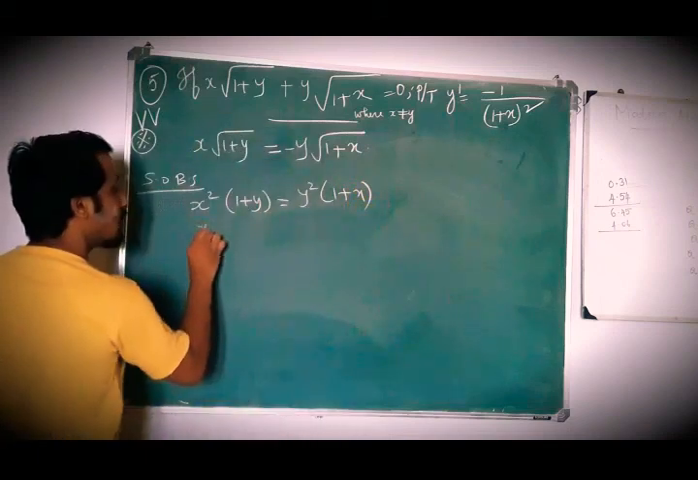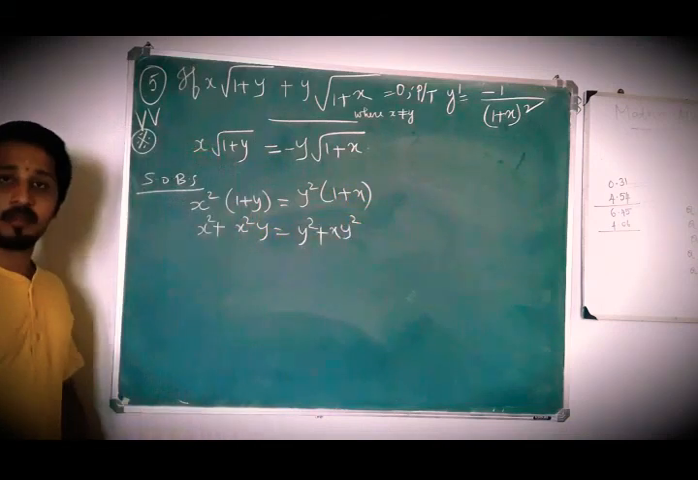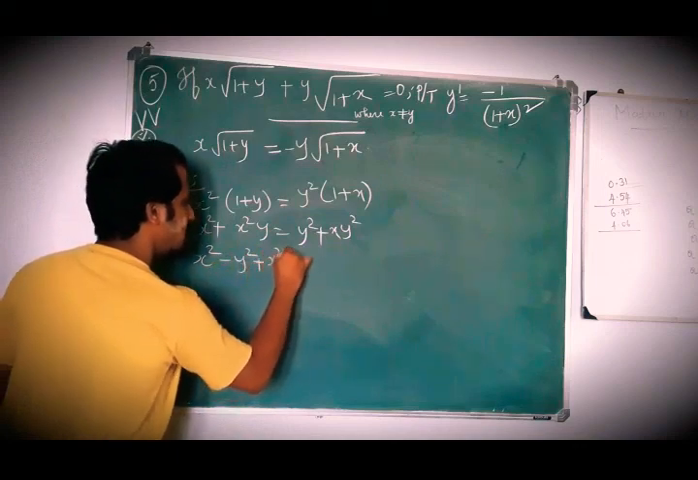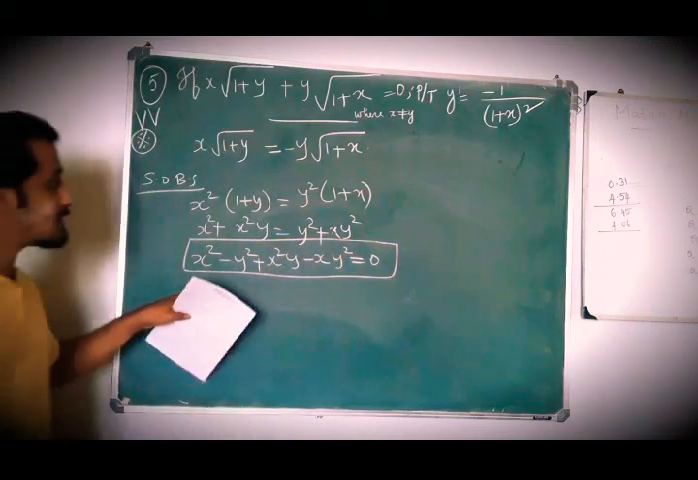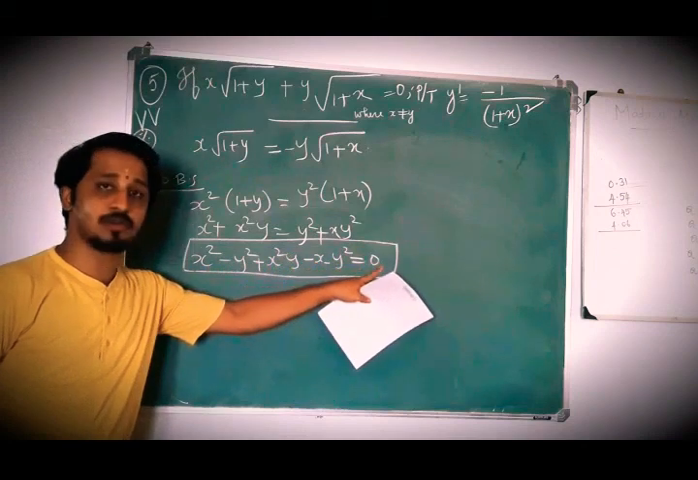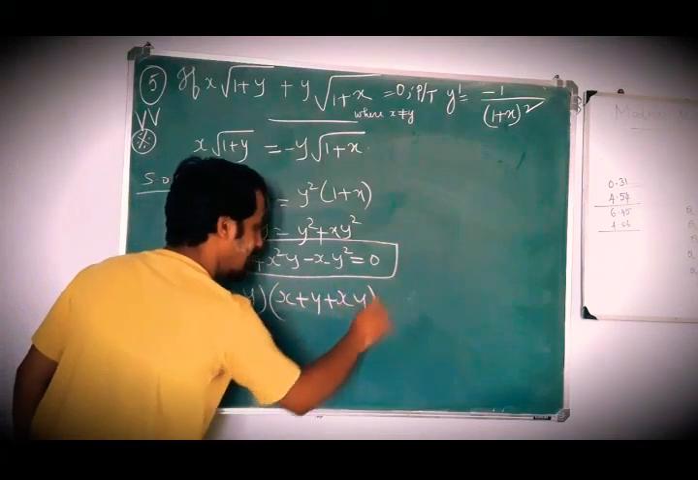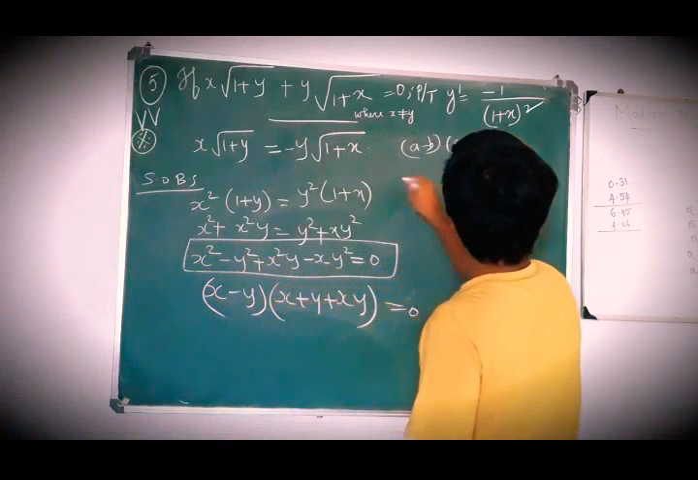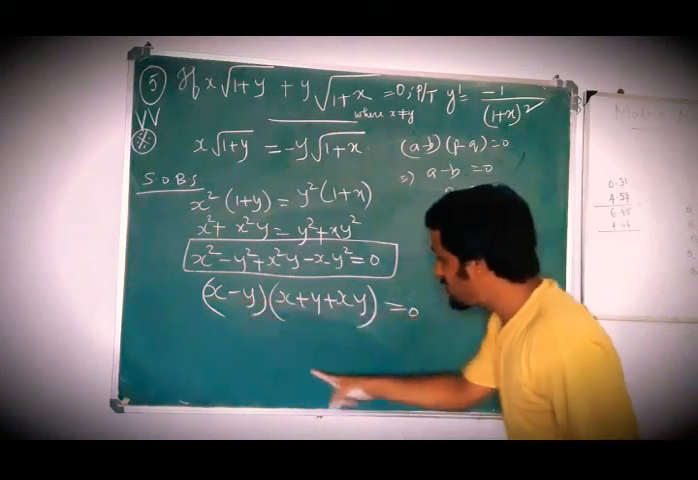Now, removing the bracket. So x square plus x square y is equal to y square plus x y square. Yes or no? Now that is x square minus y square plus x square y minus x y square is equal to 0. Yes or no? That means x minus y I can take outside, into x plus y plus x y, is equal to 0. See, (a minus b) into (p minus q) is equal to 0. This implies that a minus b is equal to 0 as well as p minus q is equal to 0. Is that right?